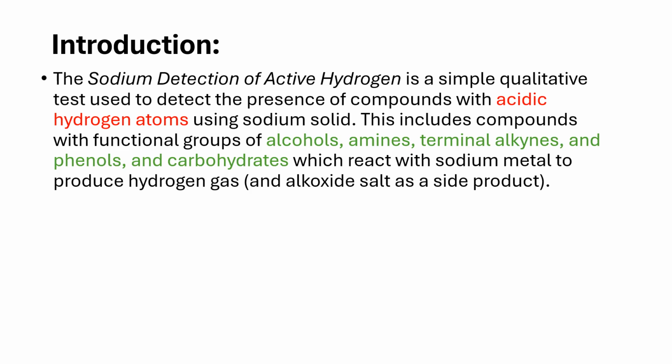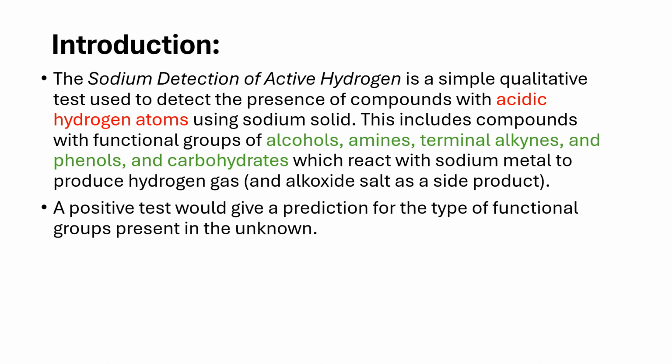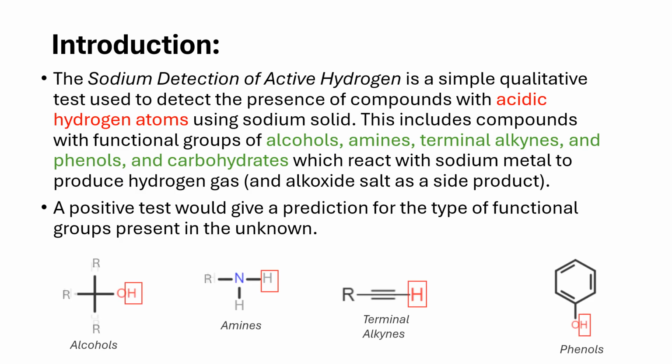So upon reacting the compound with the sodium, the hydrogen gas will be released. This release of hydrogen gas is an indication that our test is positive, and the positive test would give us a prediction of what our compound or our unknown could be. So we have here the structures of alcohols, amines, terminal alkynes, and phenols, and we're marking in the red box the active or acidic hydrogen that the reaction aims to release to make it a positive result.